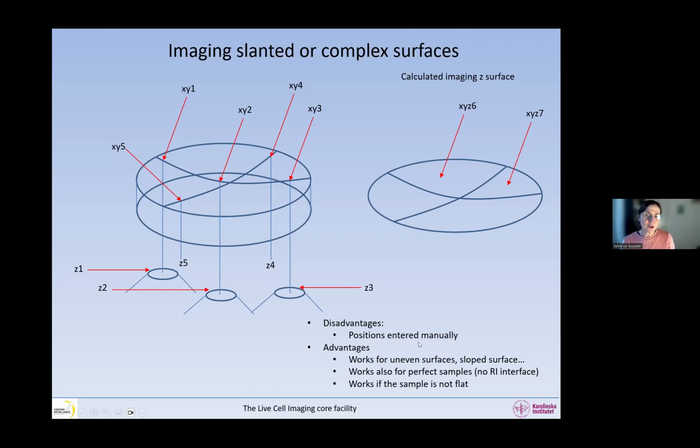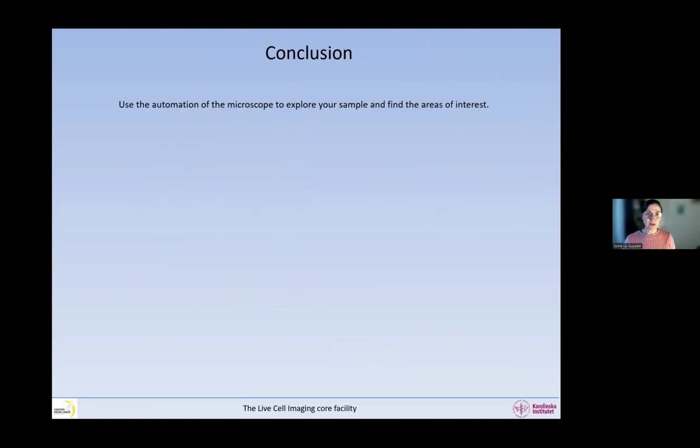So the disadvantage of this complex surface focus is that you need to enter the position manually. And also if there's any drift, this is not compensated for, right? It stays at these positions, but it doesn't follow if they change. The advantage is it works on uneven surface, even sloped surface like this one. And it also works for a perfect sample where you have no refractive index interface. And it works if the sample is not flat. So if your sample is a bit wavy, then it works as well. So it's very good.